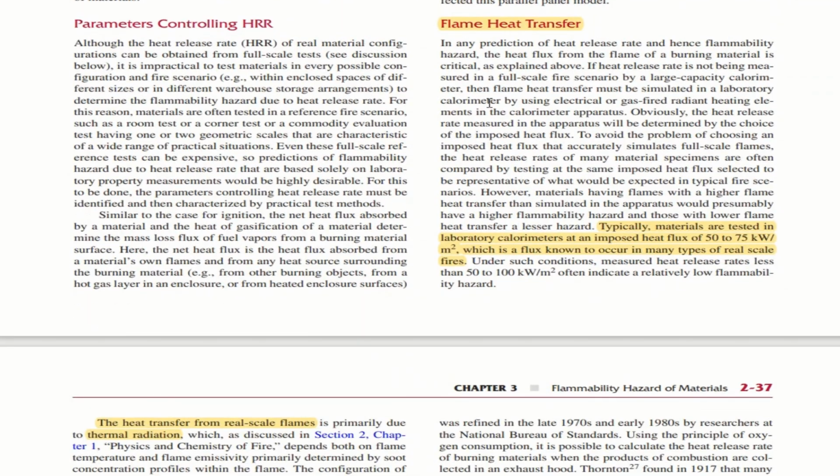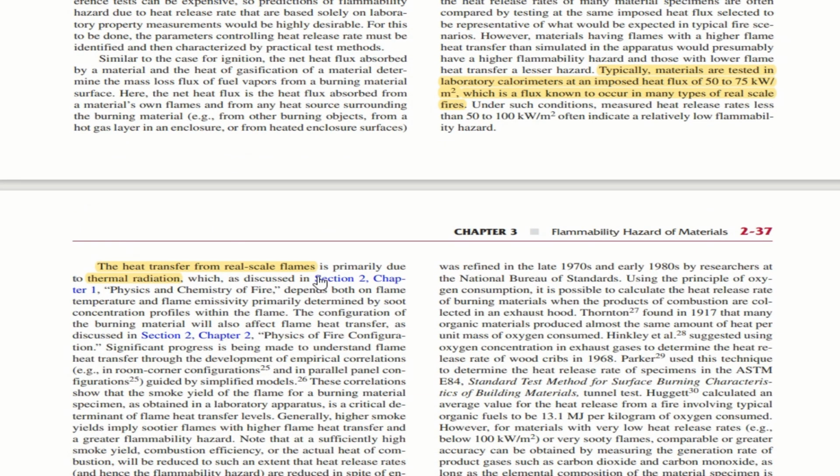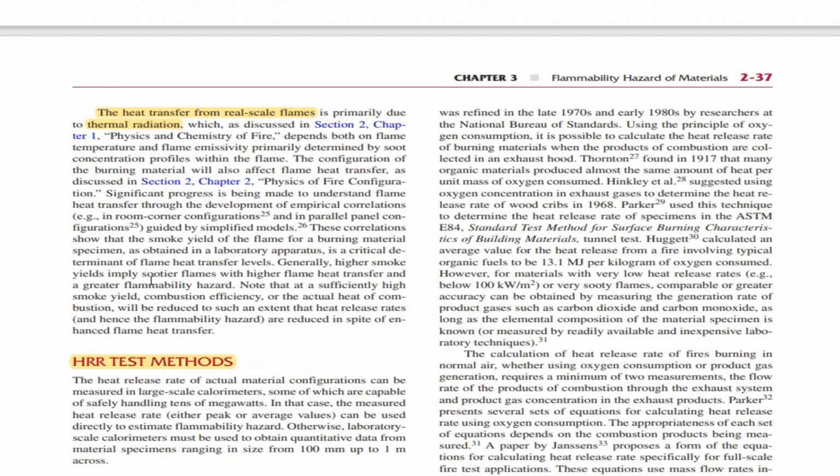So we have flame heat transfer. Typically materials are tested in laboratory calorimeters at an imposed heat flux of 50 to 75 kilowatt per square meter, which is a flux known to occur in many types of real scale fires. Under such conditions, measured heat release rates less than 50 to 100 kilowatt per square meter often indicate a relatively low flammability hazard. The heat transfer from real scale flames is primarily due to thermal radiation.